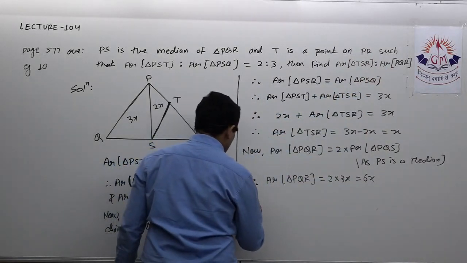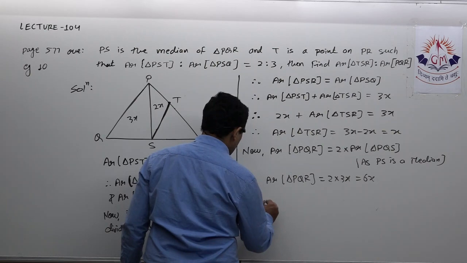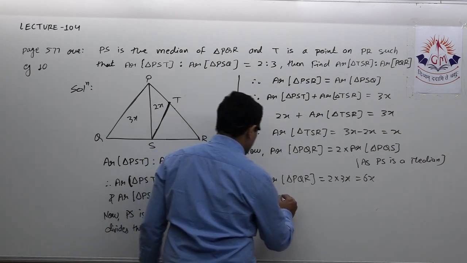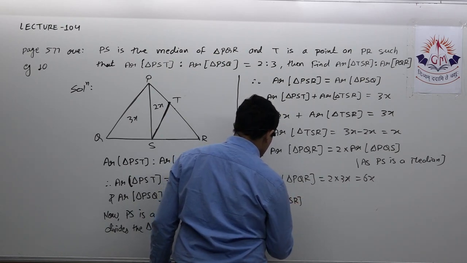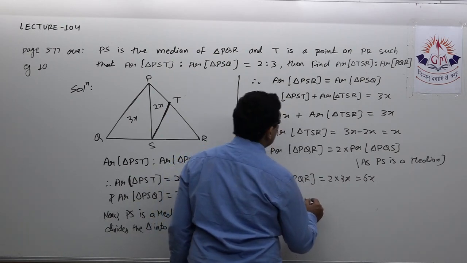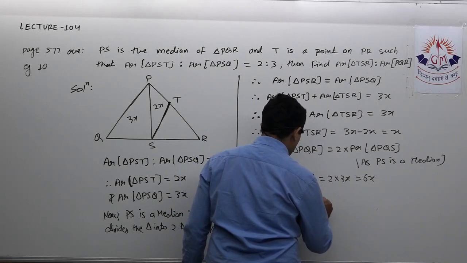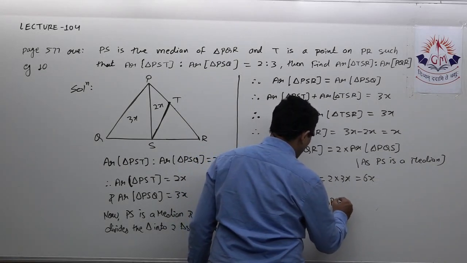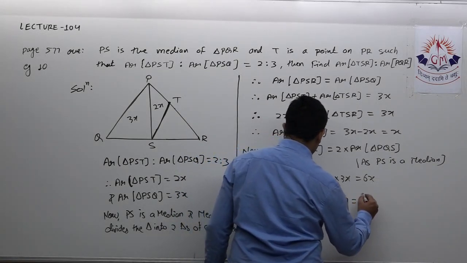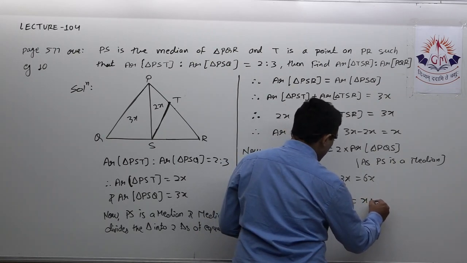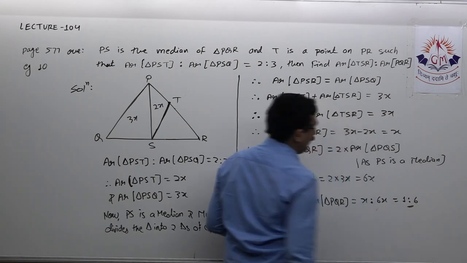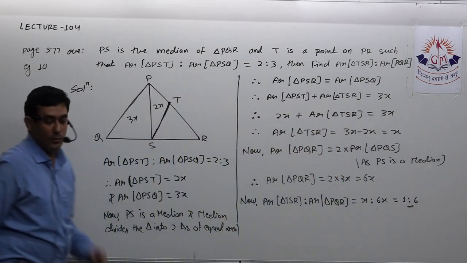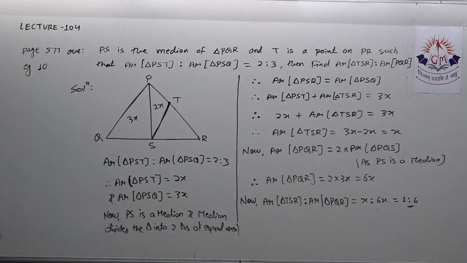So now I have the area of TSR and the area of PQR, so it's very easy to get the answer. Area of triangle TSR is to area of triangle PQR is equal to x is to 6x, that is 1 is to 6. So my final answer is 1 is to 6. Please note it down, then we'll see the next question.